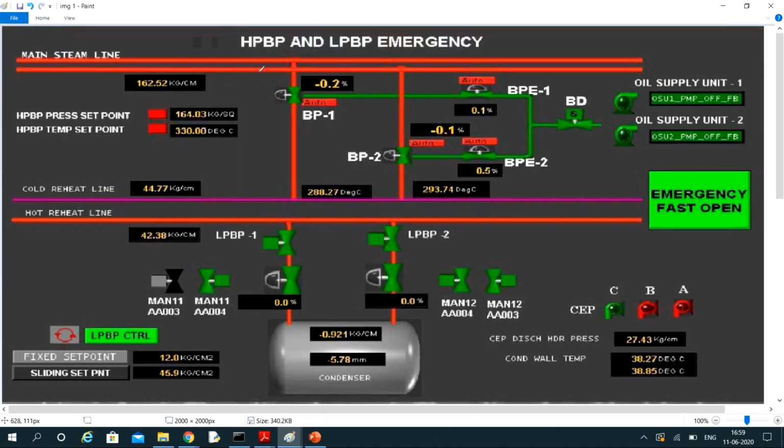This is a typical diagram of the HP bypass system from a mimic. Here you can see there is a main steam line. There are two main steam lines, that is MS left and MS right. Here we have two HP bypass valves, BP1 and BP2. These are the main HP bypass valves, and the outlet of these valves is connected to the cold reheat line.